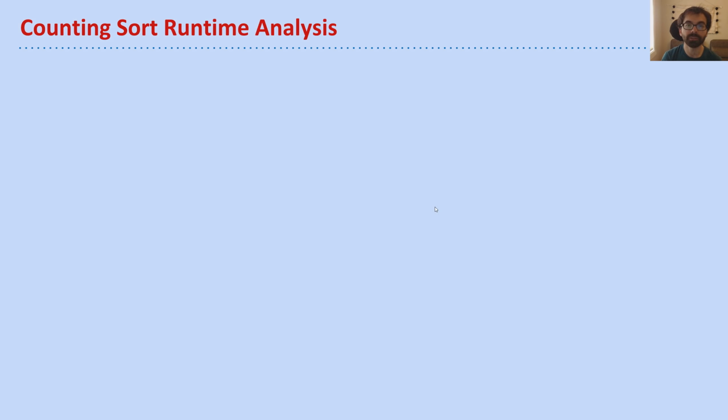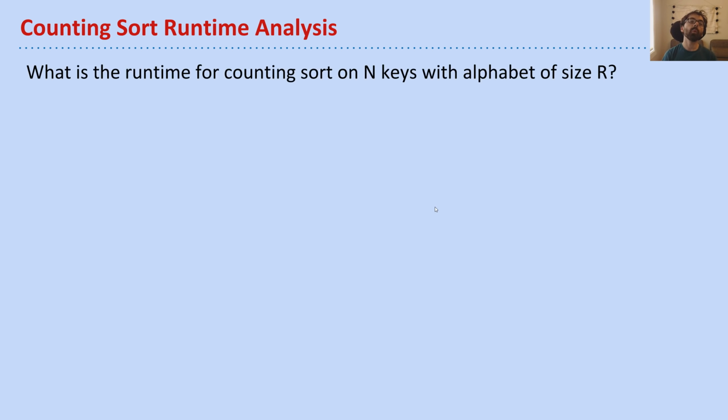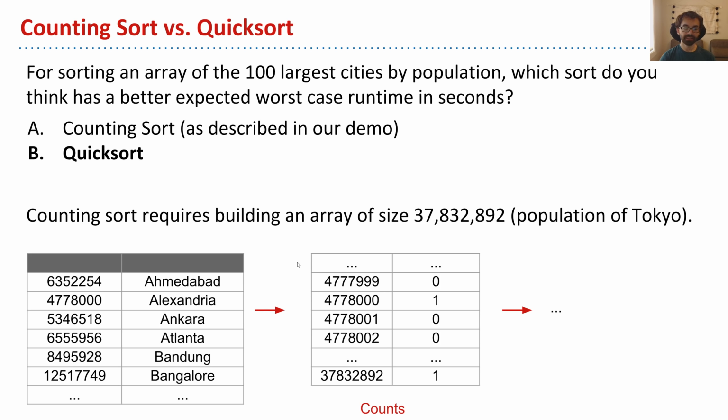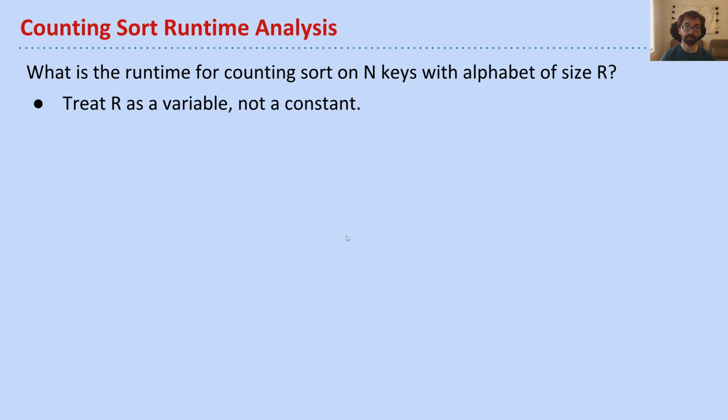Okay, so question for you. What is the runtime for counting sort on n keys with an alphabet of size r? And here, I want you to treat r not as a constant, but as a variable. Because as we just saw, depending on the size of your keys, it can affect the runtime, the size of your alphabet, that is, the size of the different values that can occur. So I will wait here, and you can try and think about the runtime for a little bit. This is a less interesting question, but I think still worth your time to try.